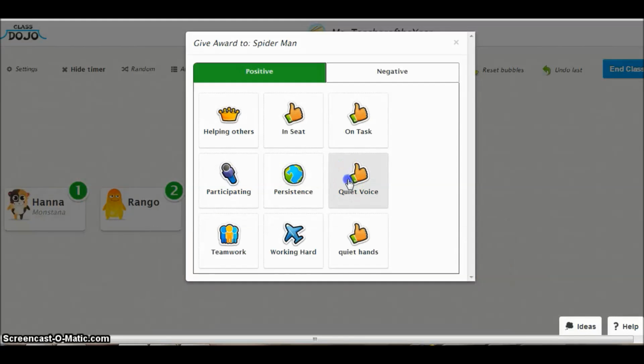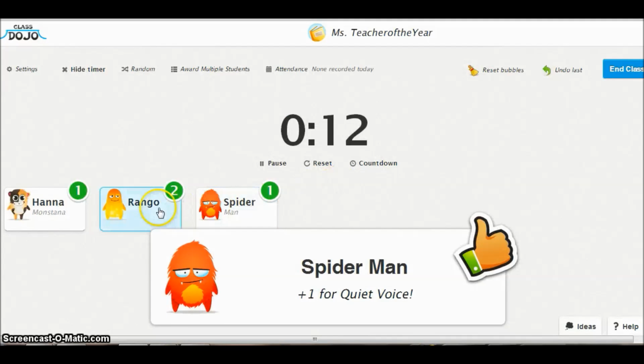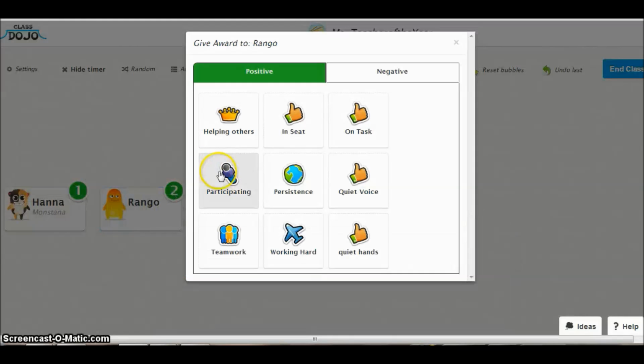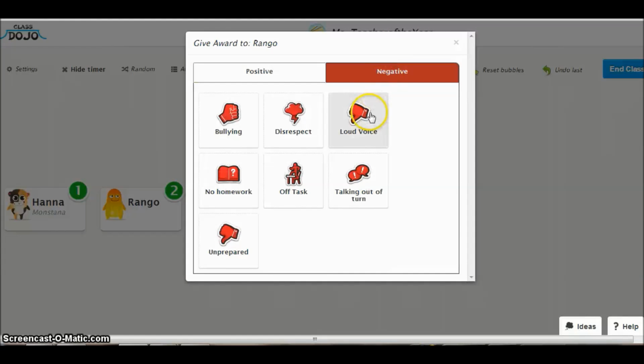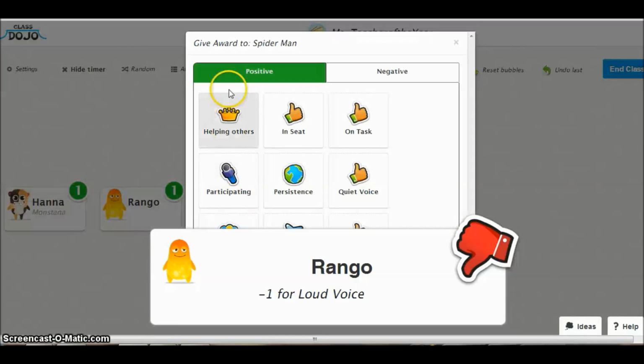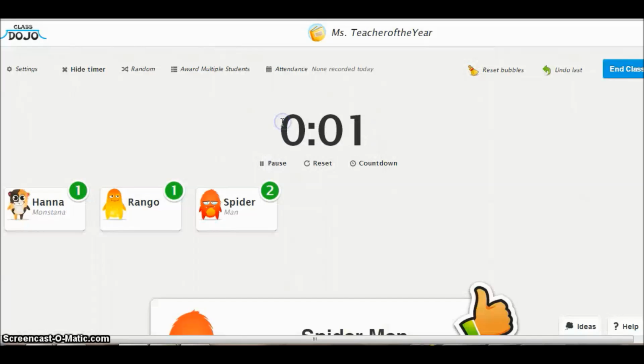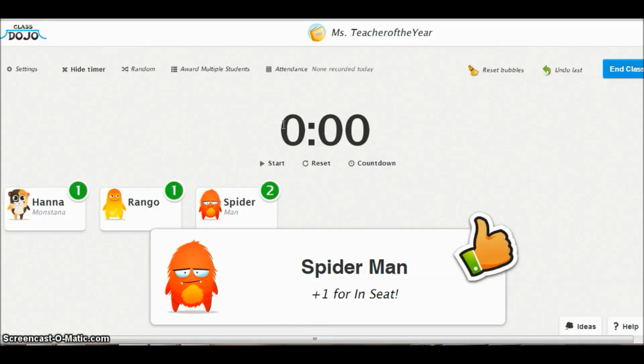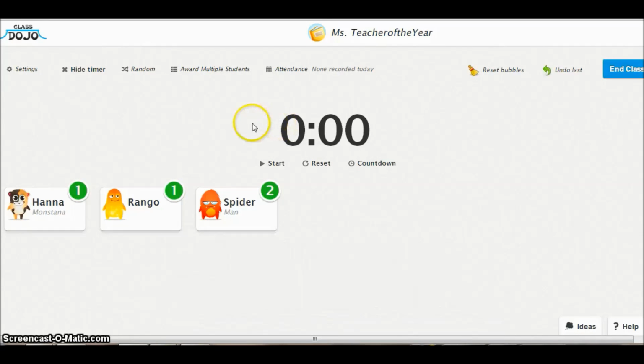Spider-Man, good job using a quiet voice. Rango, I'm going to need you to not have a loud voice when I'm teaching. Spider-Man, good job staying in your seat. Okay, we are out of time.